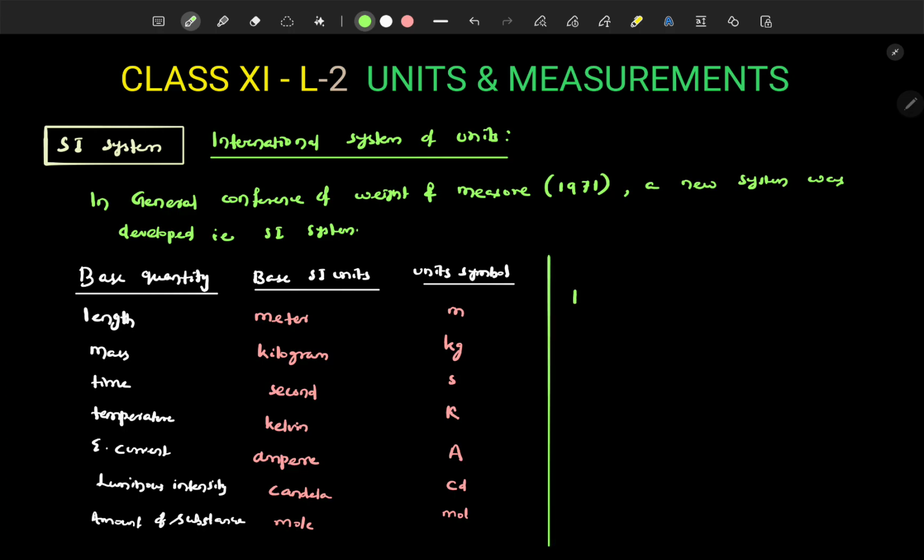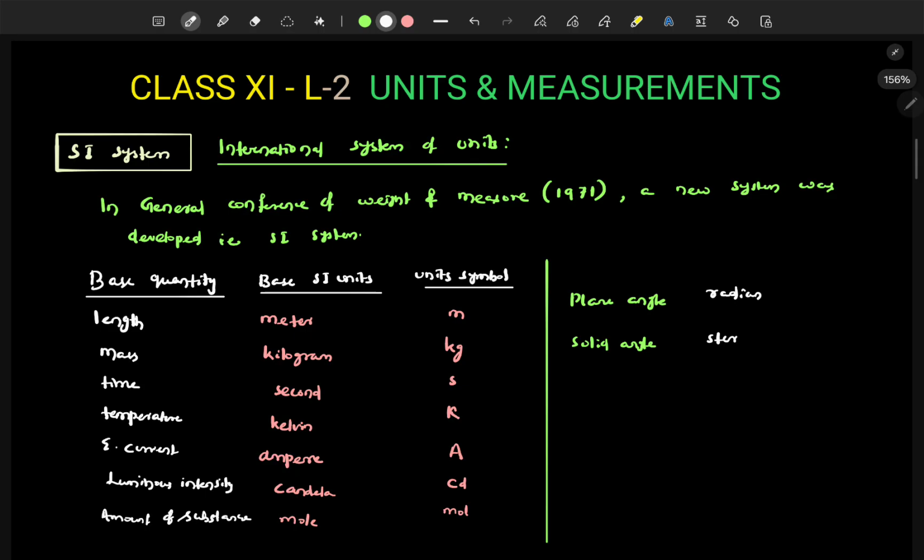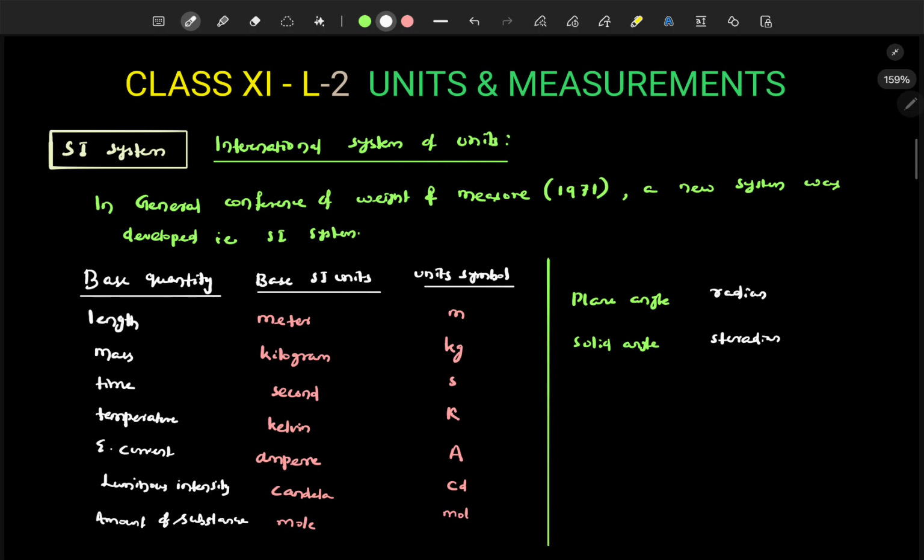In addition to this, there are 2 supplementary units. So 2 supplementary quantities are plane angle, another one is solid angle. Plane angle SI unit is radian. Regarding radian and steradian also we will discuss today. Solid angle SI unit is steradian. And radian symbol is rad, R-A-D. Steradian is sr. I hope it is clear to all of you. Okay, so let's come to the meaning of plane angle and solid angle in some detailed manner.